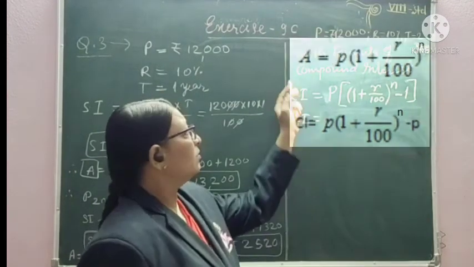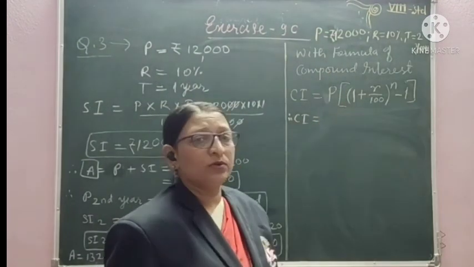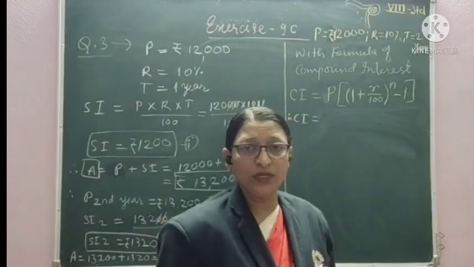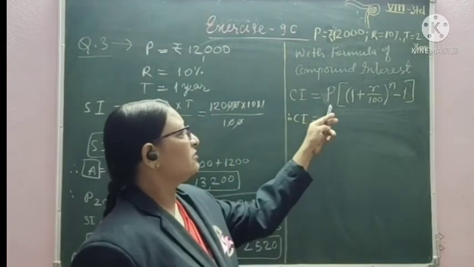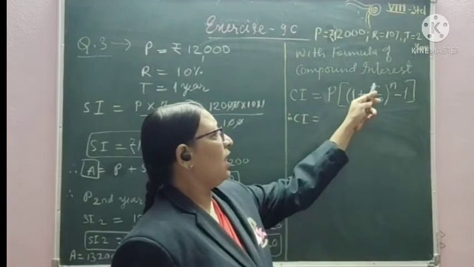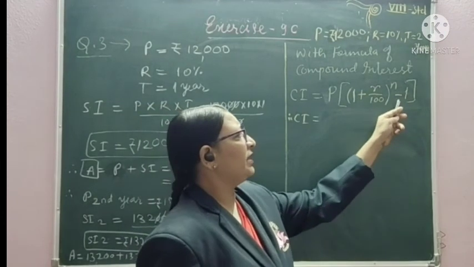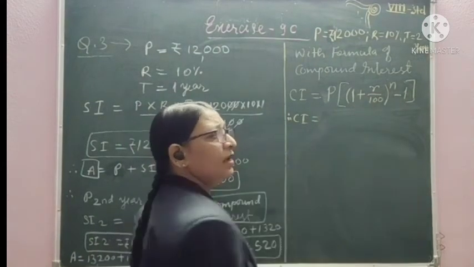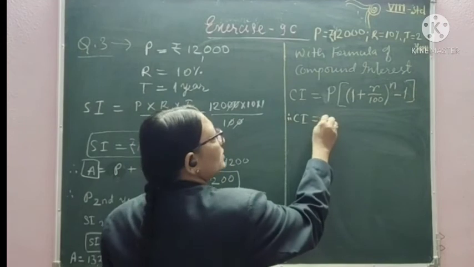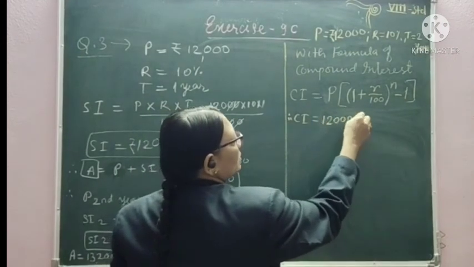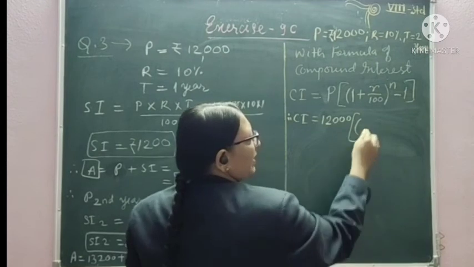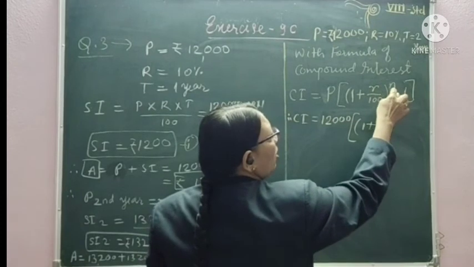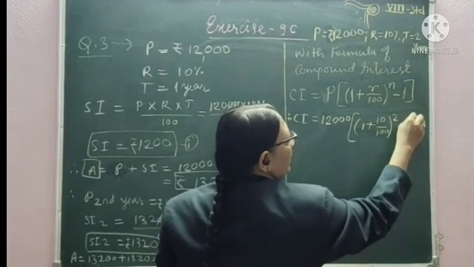So for the second method, that is the formula method, to calculate compound interest: principal we have 12,000 rupees, rate we have 10% and 2 years is the time. Compound interest is equal to principal into (1 plus R upon 100) to the power n minus 1. Here P is the principal, R is the rate and n is the time. Let us substitute all the values. 12,000 into, in the bracket, 1 plus rate 10 upon 100, to the power n. Value of n is 2 years, minus 1.